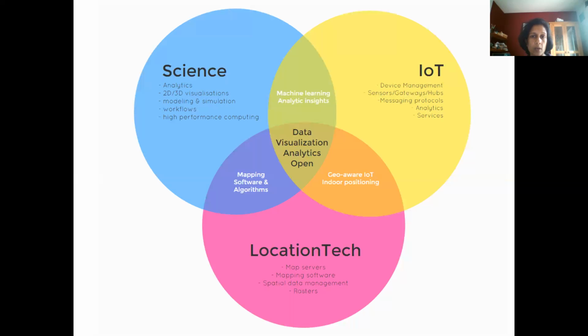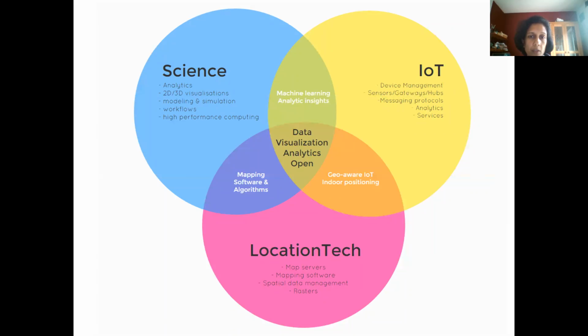Because it's something that we are aware of, that all these ecosystems, like the Internet of Things, like science, and like location tech, there is a lot in common. So if you take a look at this chart, it has some of the specific areas that we've touched on, particularly in the Internet of Things, with gateways and device management and messaging protocols. And then likewise, if you look at the science side, you've got analytics and 2D visualizations and 3D visualizations and high performance computing.